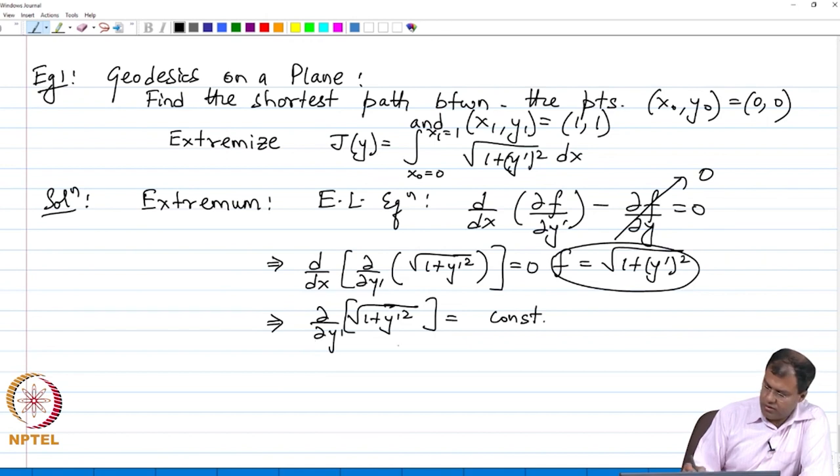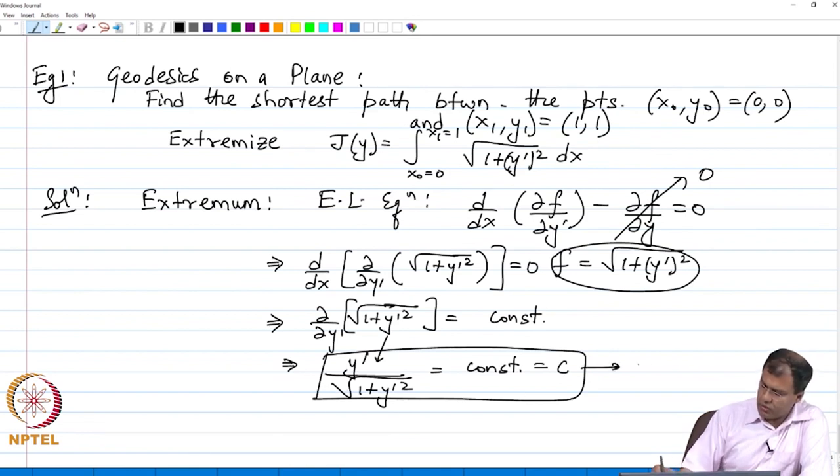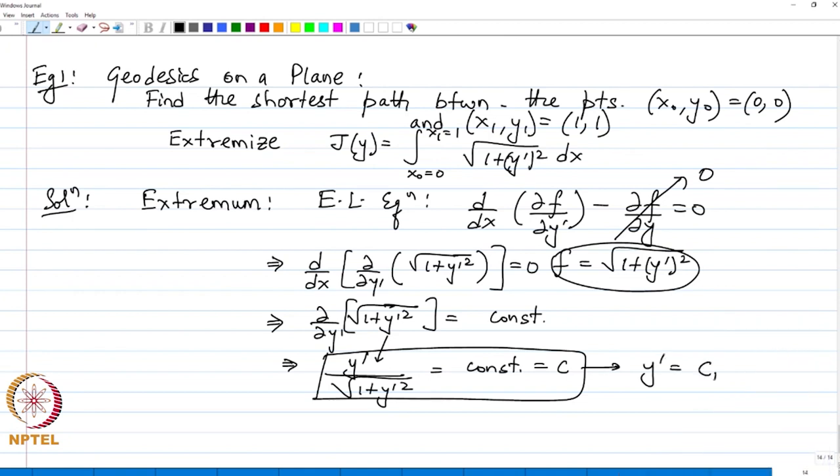Once we differentiate this particular expression with respect to y prime, we see that this is y prime divided by square root of 1 plus y prime squared. After taking the necessary derivative, this is equal to the same constant, let us denote it by c. After simplifying this expression and solving for y prime, we come to the conclusion that y prime comes out to be another constant, let us say c1. Then we can integrate this expression to get the result that the extremal y will be c1 x plus c2.